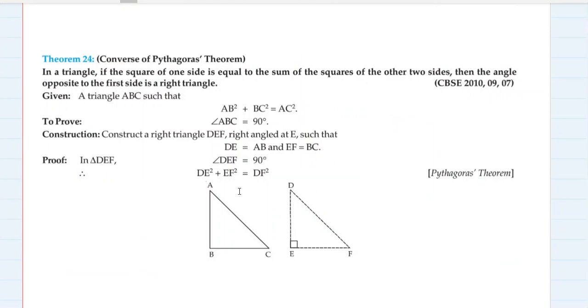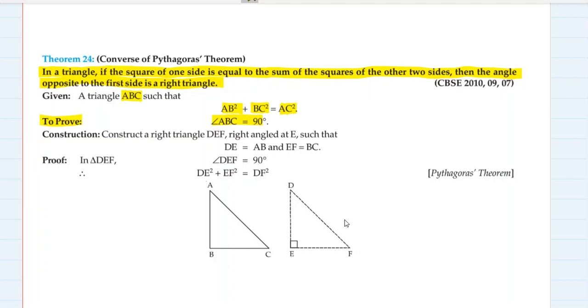So what is converse of Pythagoras theorem? It says that in a triangle, if the square of one side is equal to the sum of the squares of other two sides, then the angle opposite to the first side is the right angle. Suppose it's given in a triangle ABC over here that AB square plus BC square is equal to AC square. Then the angle opposite to AC, that is angle ABC, is 90. That you have to prove. You have to prove that angle ABC is 90. Just converse of our Pythagoras theorem.